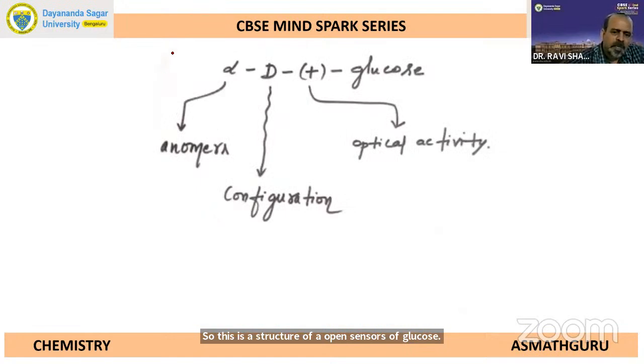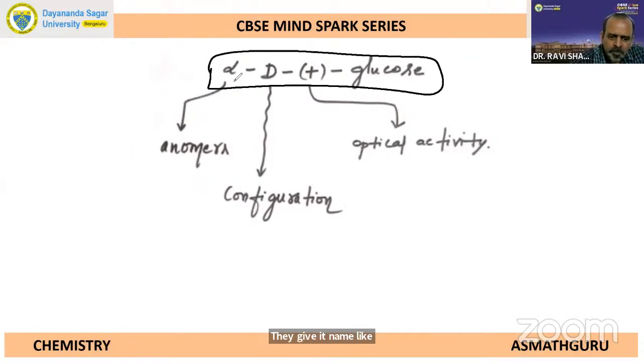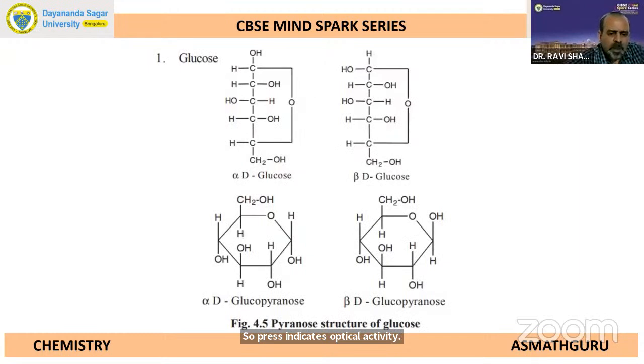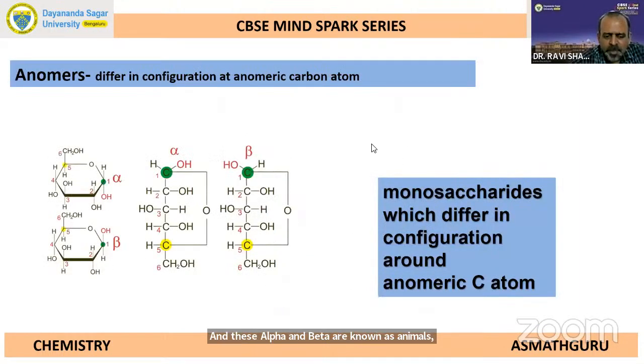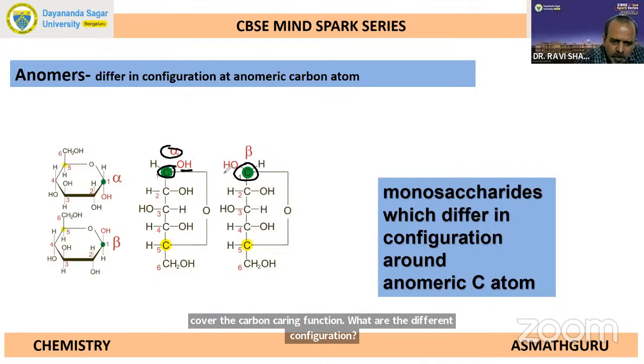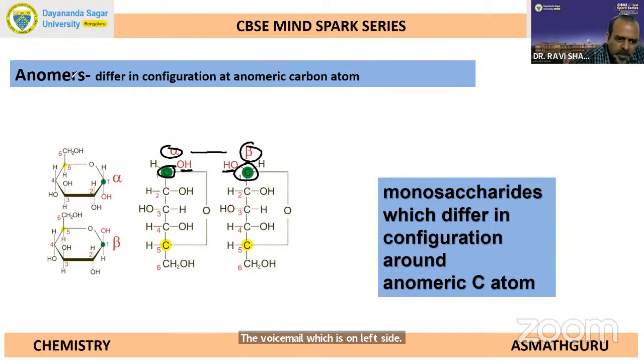And most of the textbooks give a name like this. They call it alpha D plus glucose. What is alpha? It indicates anomers. D indicates configuration. Plus indicates optical activity. And these alpha and beta are known as anomers. What is anomers? Monosaccharides which differ in configuration at the anomeric carbon. This is the anomeric carbon, first carbon, the carbon carrying the functional group. So here OH is on the right side, alpha. OH is on the left side, beta. This alpha and beta are called anomers.